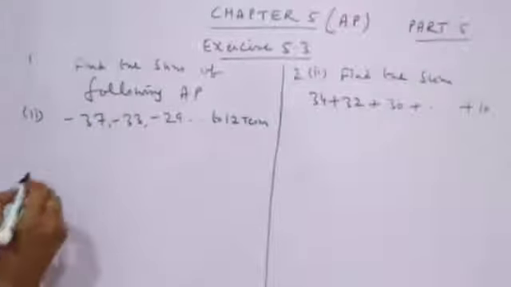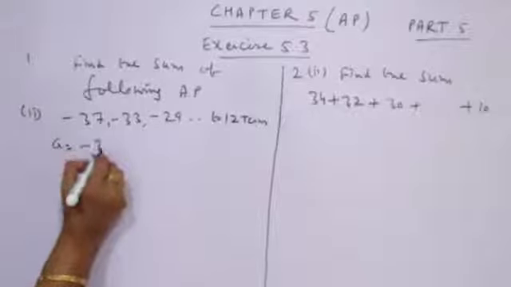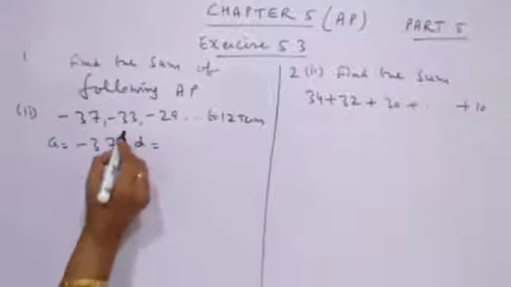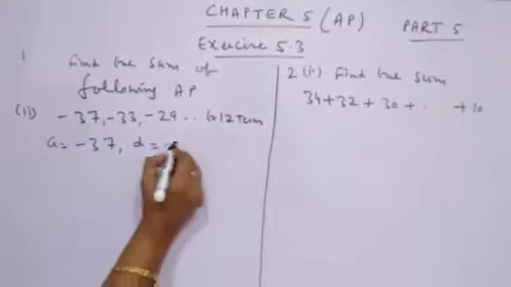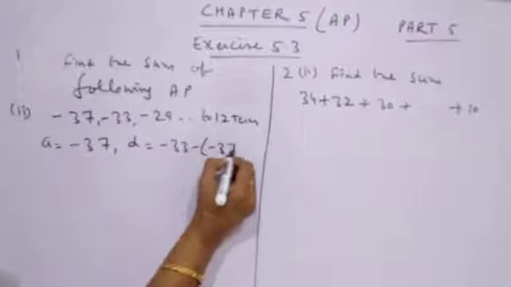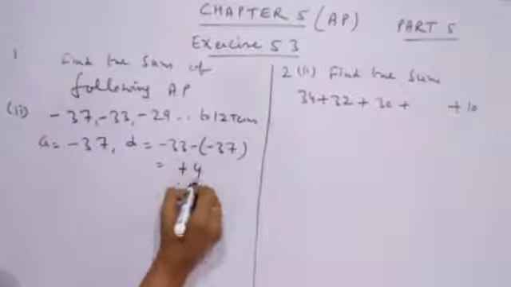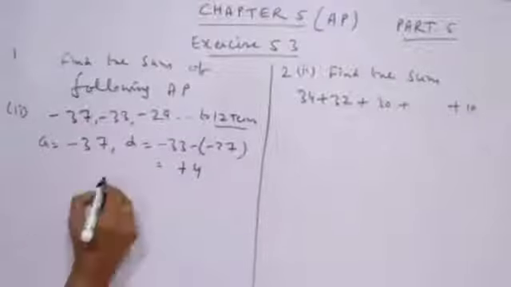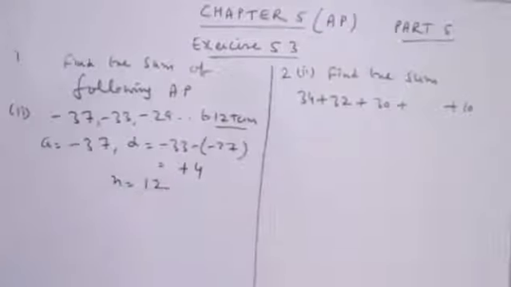Let's start with the first question of exercise 4.3. Find the sum of the following AP. If we look here, a is minus 37, d is a2 minus a1, which is plus 4, and we have to find the sum of 12 terms, so n is 12.